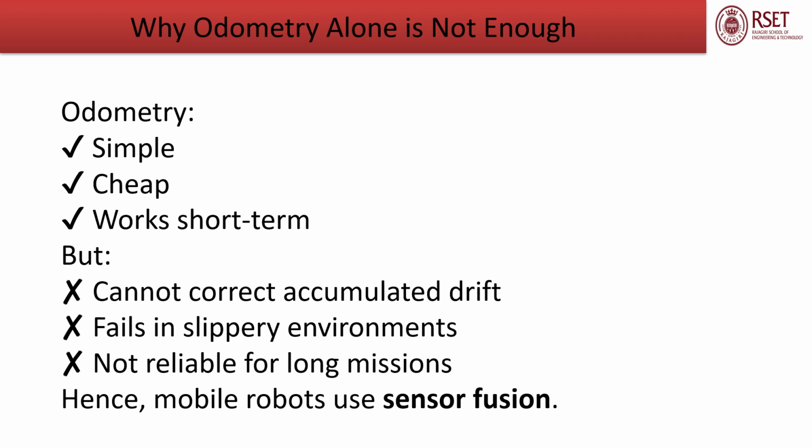Therefore, modern robotics relies on sensor fusion, comparing multiple sensors to compensate for the weakness of each. Odometry provides short-term smooth estimation. External sensors provide long-term correction. This complementary approach improves robustness.